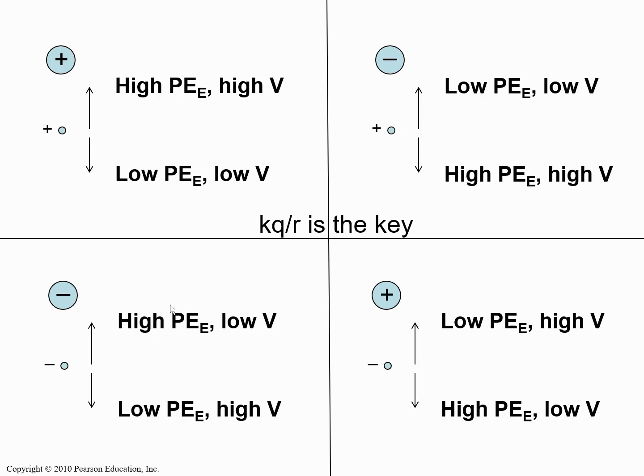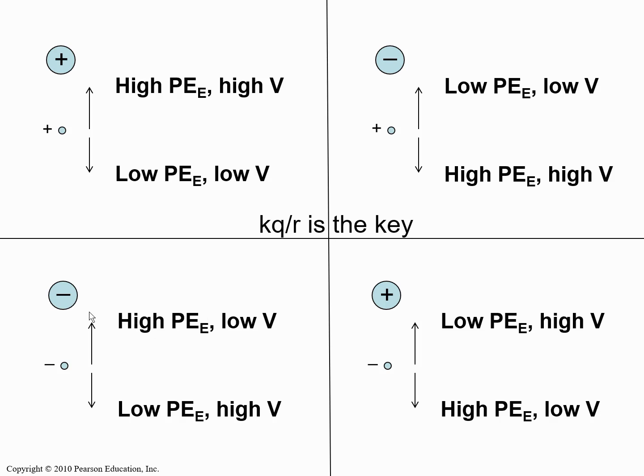Okay, so for the bottom two squares, the potential energy part is pretty easy to understand. If the negative test charge is very close to the large negative charge, that's a high potential energy situation. It wants to run away. And then we have a low potential energy situation when the negative test charge is moved farther away from the large negative charge, because it's already where it wants to be. It's not going to rush off anywhere.